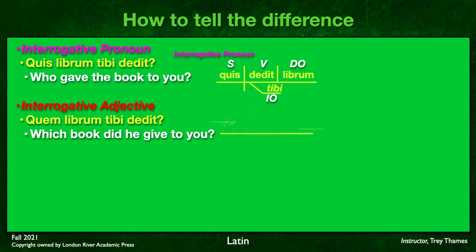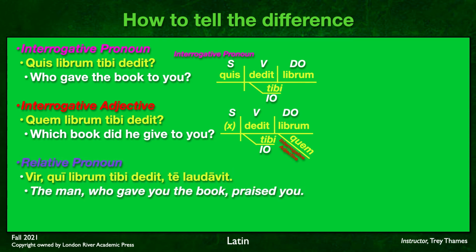So here's how we would diagram that out. Subject is a part of the verb, dedit, third person singular, he gave. Librum, the book, that's the direct object. Tibi, to you, indirect object. And here we have quem is our interrogative adjective modifying librum, agreeing in case, number, and gender with librum. And then, of course, the relative pronoun.